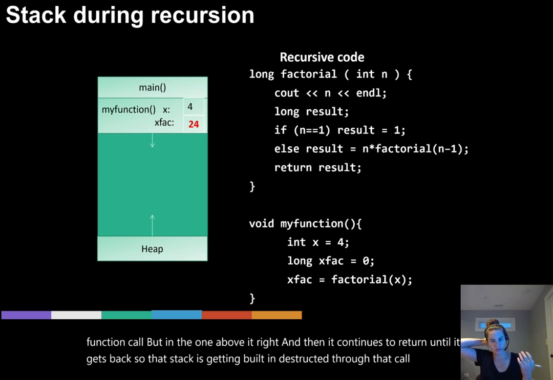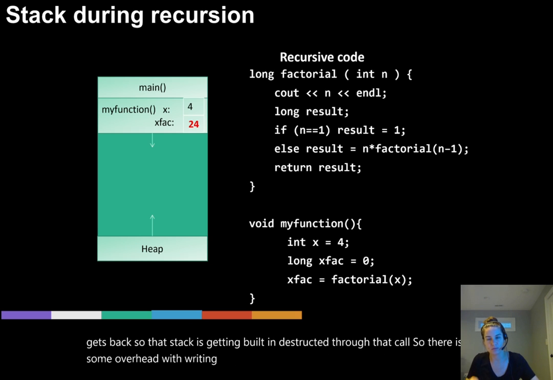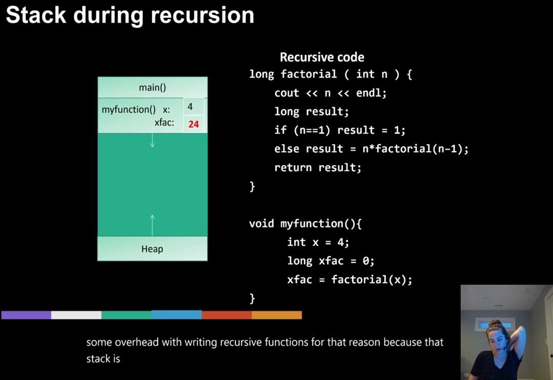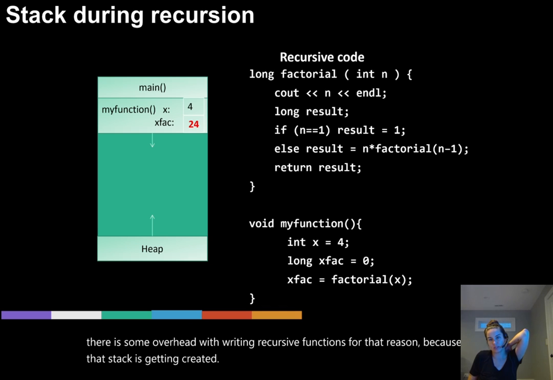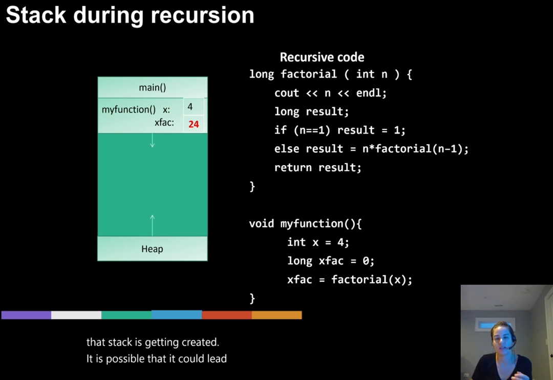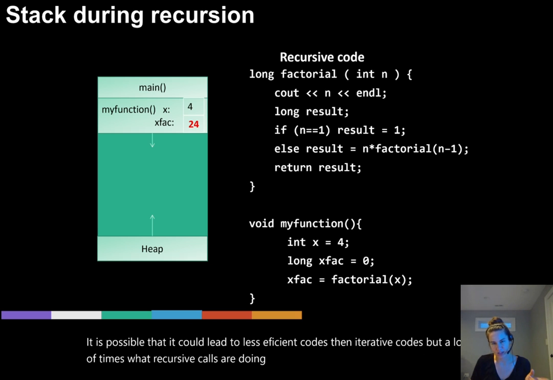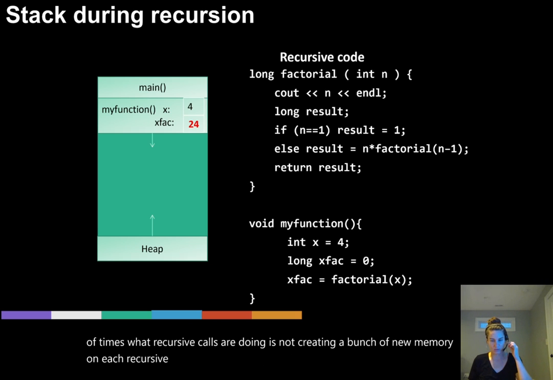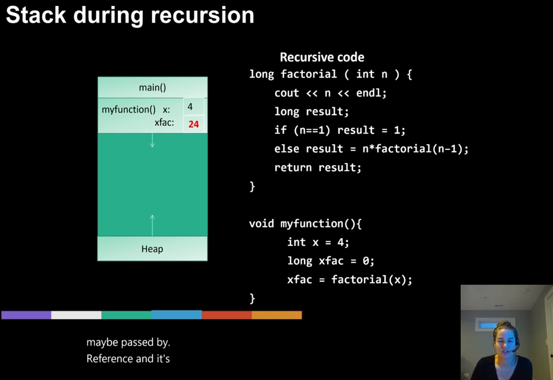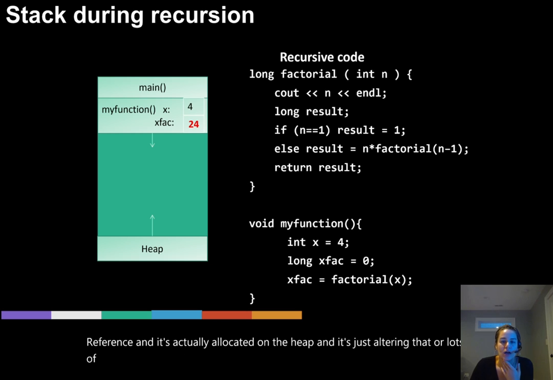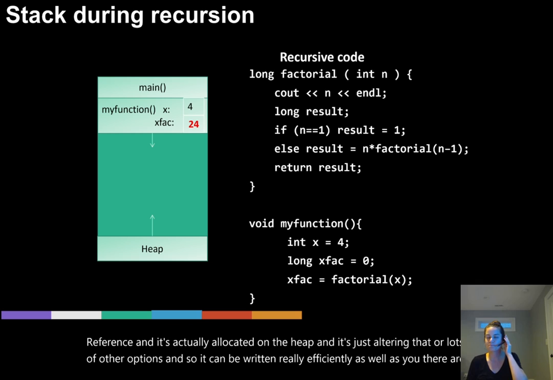So there is some overhead with writing recursive functions for that reason, because that stack is getting created. And it is possible that it could lead to less efficient code than iterative code. But a lot of times what recursive calls are doing is not creating a bunch of new memory on each recursive call, because they're dealing with something that's maybe passed by reference, and it's actually allocated on the heap, and it's just altering that, or lots of other options. So it can be written really efficiently as well. As you know, recursive algorithms are really popular.